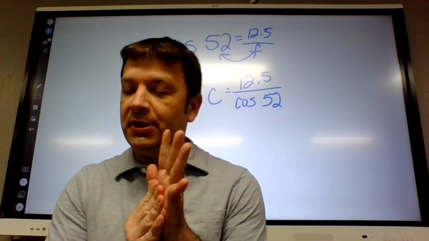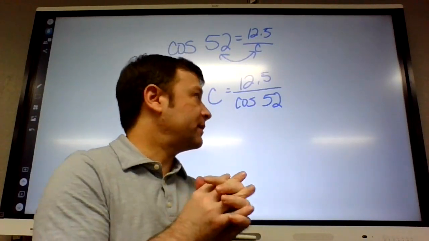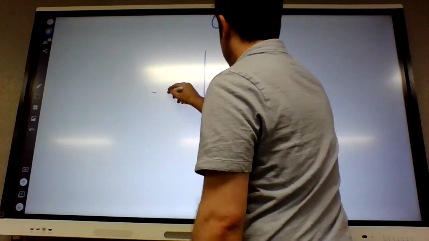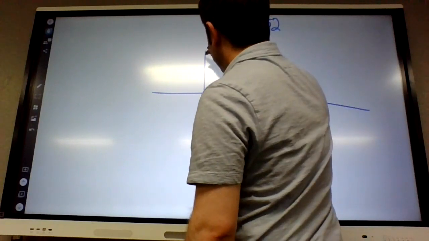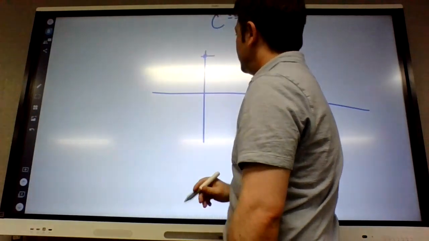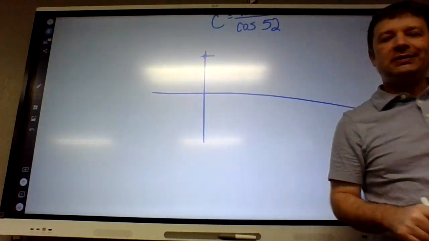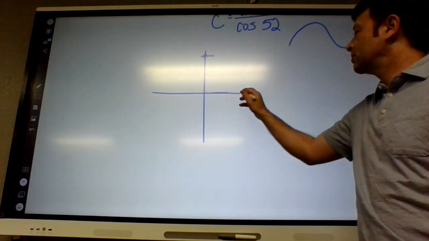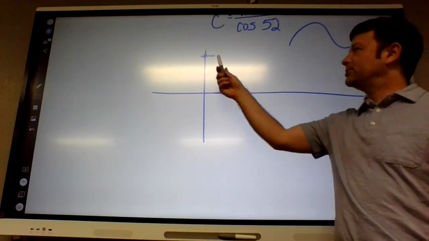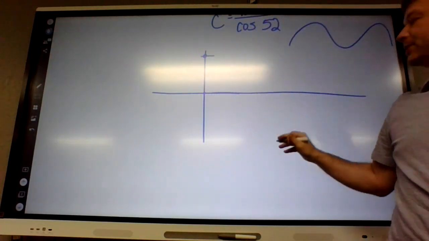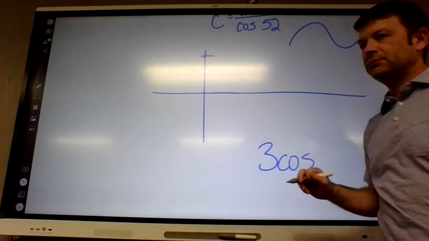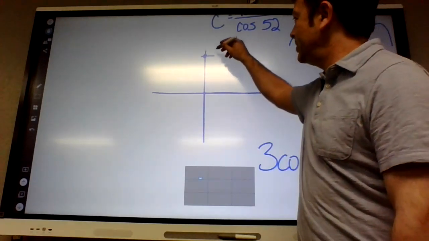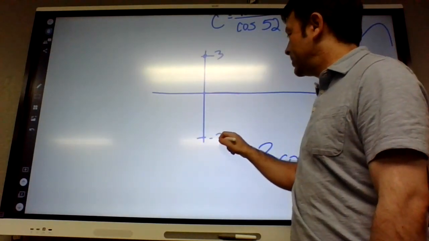Number 1, what did the cosine graph look like? Cosine starts at the top. Remember sine and cosine, they both look like waves, right? So the cosine wave starts at the top. What does that 3 in front of the cosine do to the graph? Okay, it's the amplitude. It means it's going to go up to 3, and it's going to go down to negative 3.